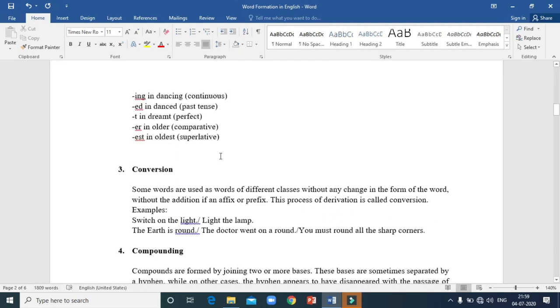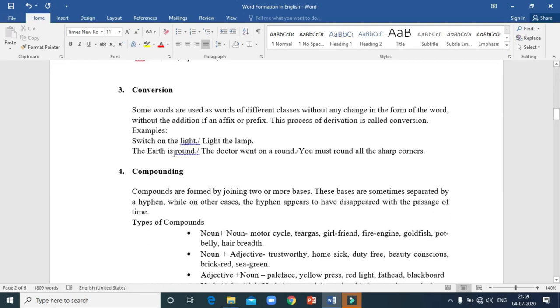Let's look at the third process. The third process is conversion. Now what is conversion? Some words we can use, though it belongs to a certain class.